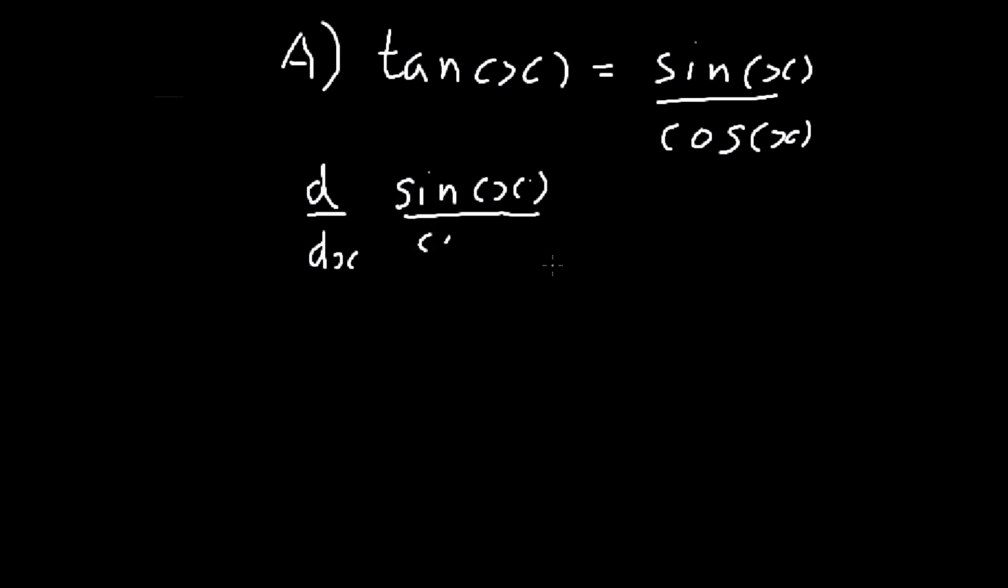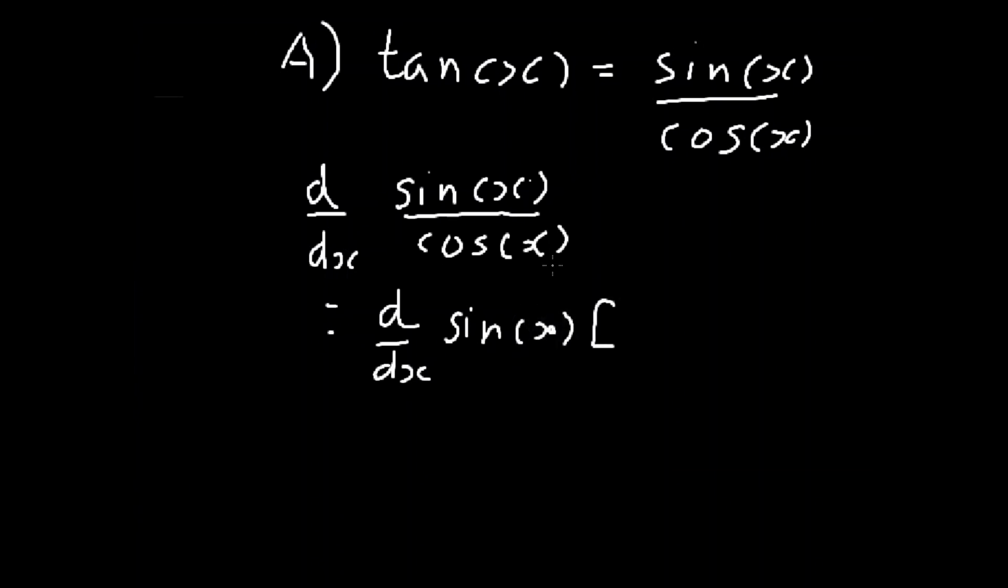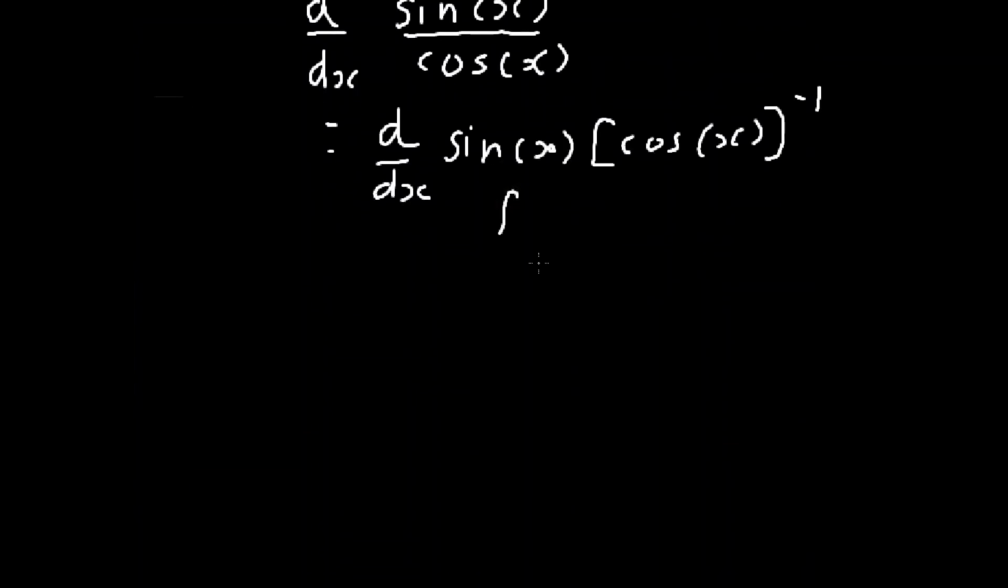Now you can decide to use your chain rule, but I always much prefer to use my product rule when given the opportunity. So this is actually equal to sine times by cos all to the -1, and this converts it into the product rule. So let's call the guy on the left f and the guy on the right g.